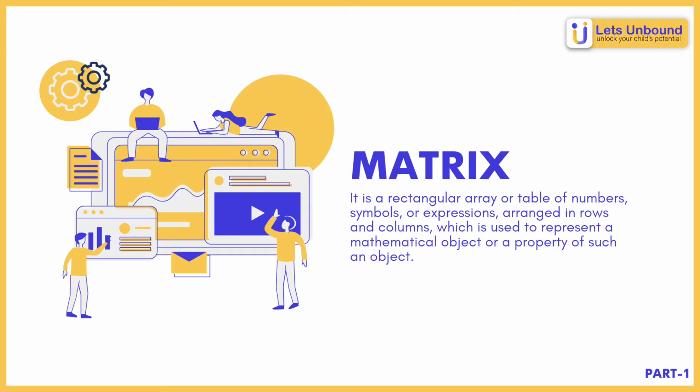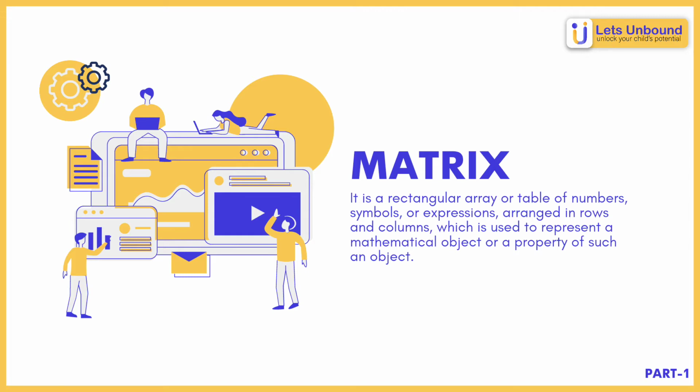Today we are going to see matrix, part number 1. Now what is a matrix? A matrix is a rectangular array, or you can say a table of numbers, which are arranged in a set of rows and columns. This represents a mathematical object or properties of an object.